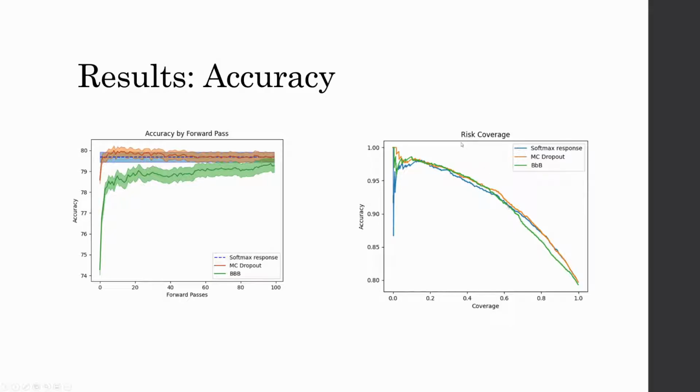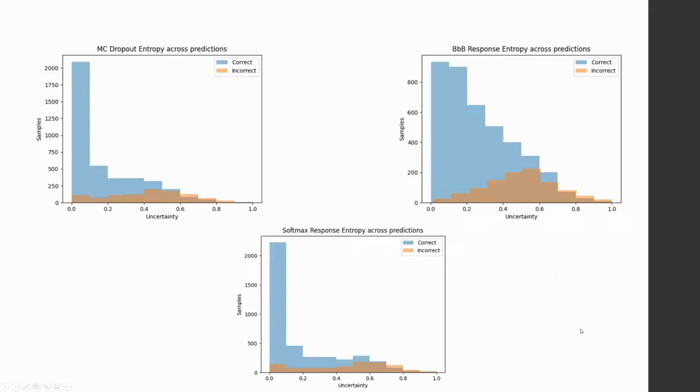So again, these methods seem very, very comparable. It's very difficult to tell. We can see that Bayes by backprop seems to perform a little bit worse, especially on the right-hand side, coming to near the end of the data set. But MC dropout and the softmax response seem somewhat comparable. Maybe MC dropout has a little bit of an advantage.